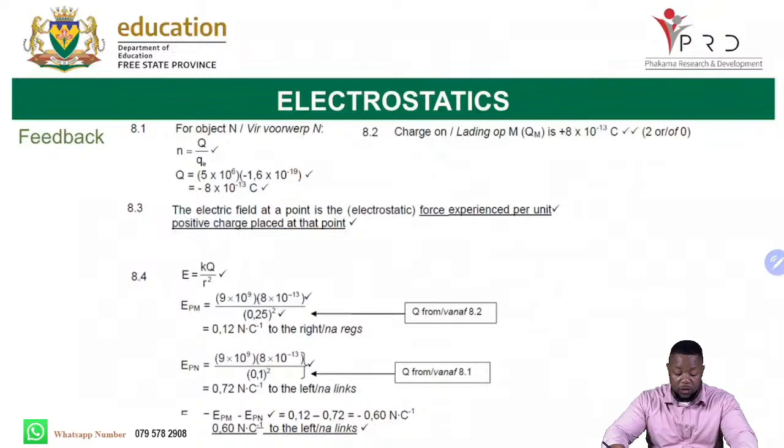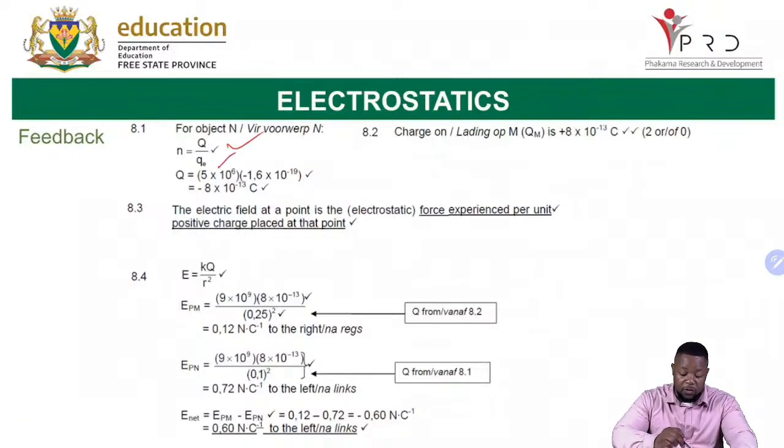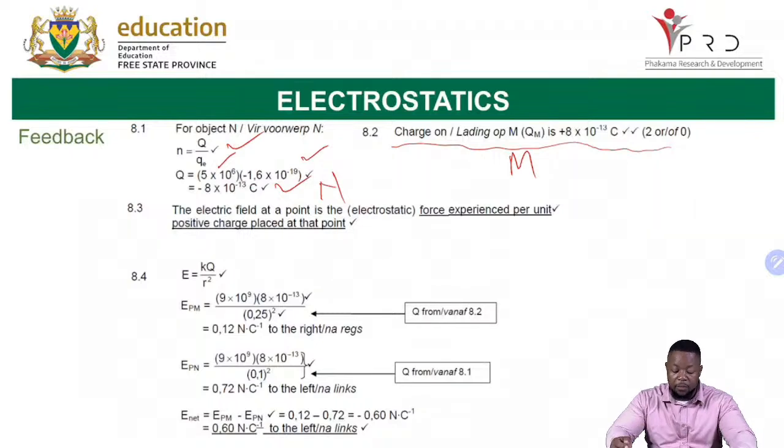Let's go through the solutions. Now, the formula as indicated is being used. The number of electrons here is substituted, the charge of one electron is substituted, and we are able to get the charge on that sphere. And then 8.2, we see that the charge on N is the same as the charge on M, but the one has excess electrons and the other one has a deficiency of electrons. Therefore, this one is negative and the other one is positive.